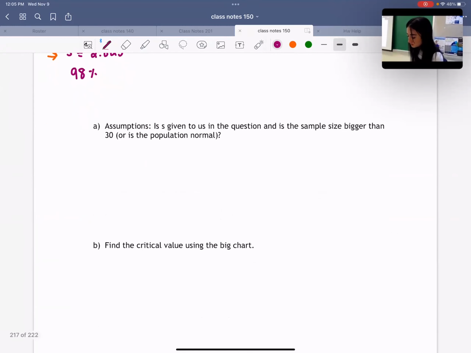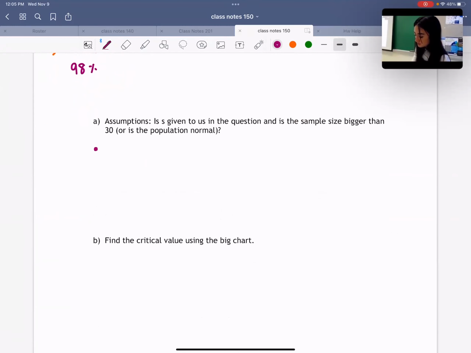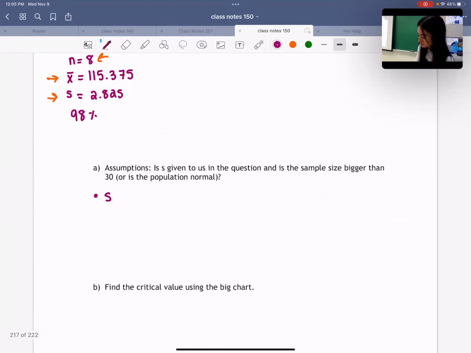So let's go through the assumptions here. The first one asks us, is S given to us? Well, it definitely is, right? S is given to us in the question. It's 2.825.